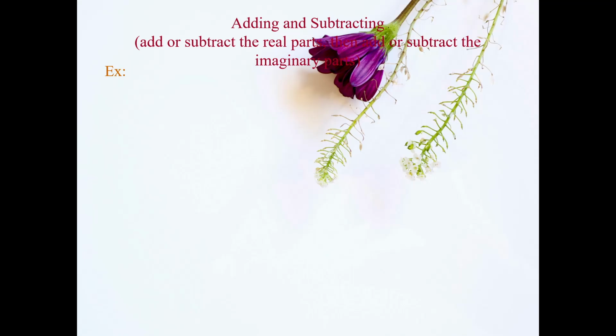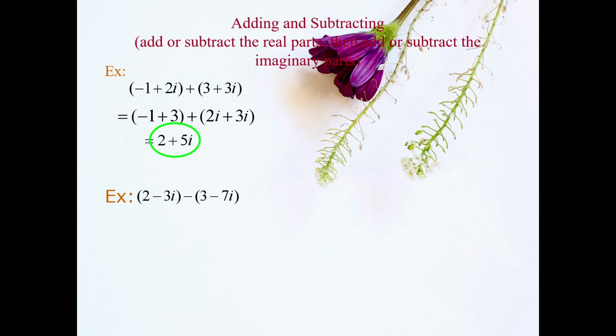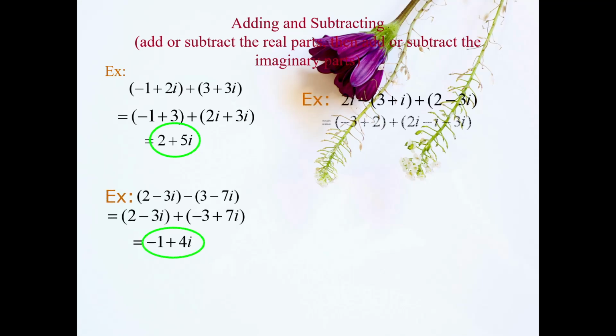Adding and subtraction of the imaginary and real parts. For example, minus 1 plus 2i plus 3 minus 3i. We have the answer to this. Then another example. We have two more examples.